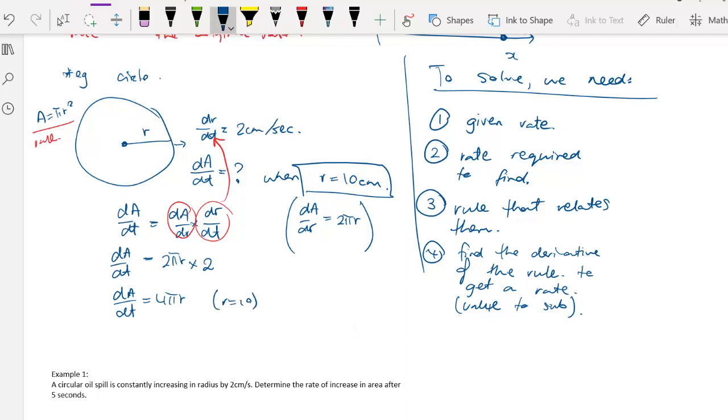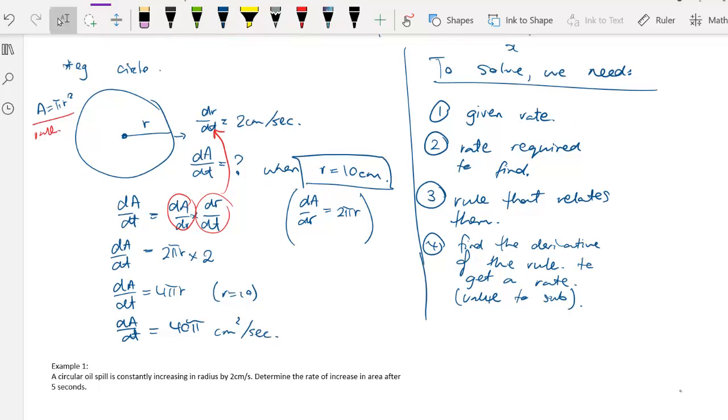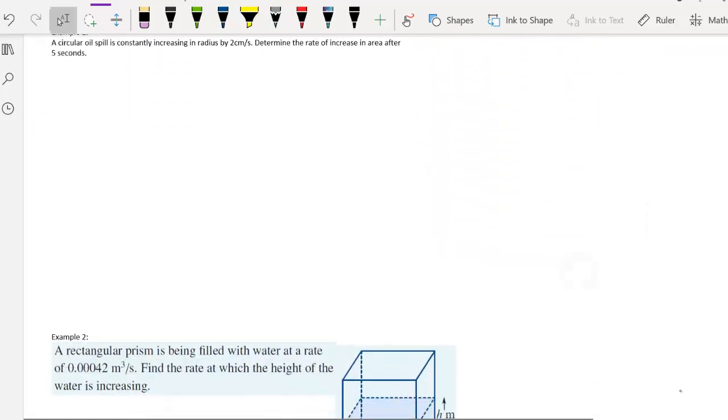R is equal to 10, and the rate of change of area with respect to time is equal to 40 pi centimeters squared per second at that particular point. So if we take the same approach into any related rates question, the complexity only differs when we have to look at more complex scenarios, or we have to define equations from a scenario ourselves. So we'll start by looking at simple scenarios and we'll build up to more complex.